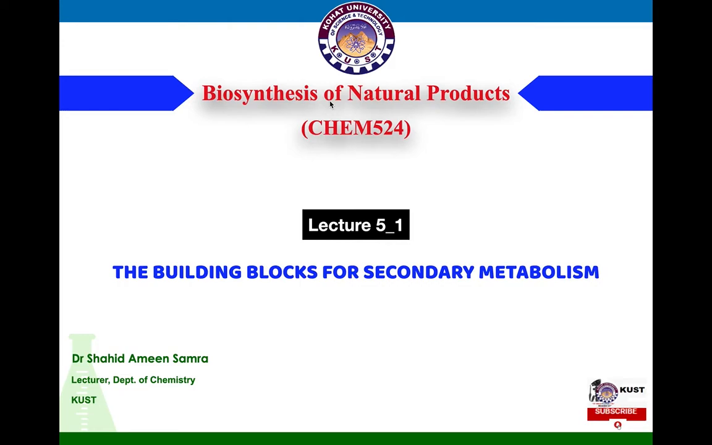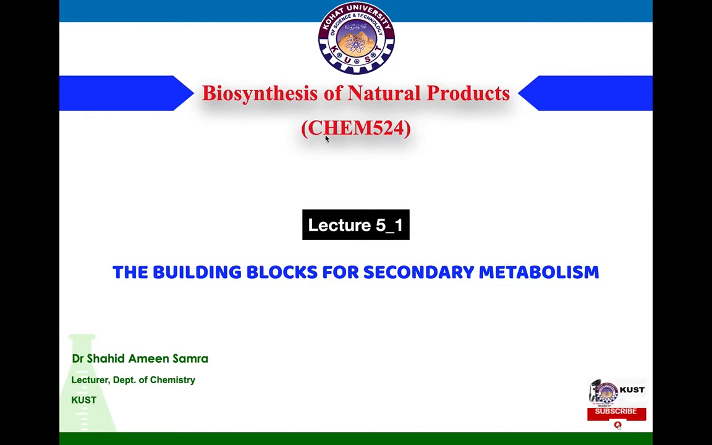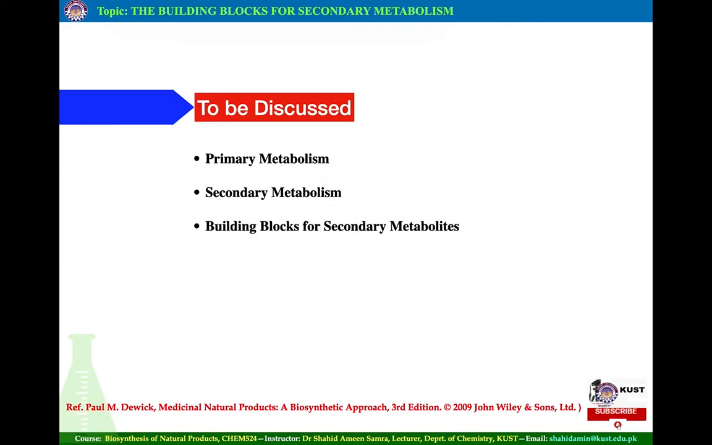This is the first part of the fifth lecture on biosynthesis of natural products. The course code is Chem 524, and in this part of the lecture, we'll be discussing the building blocks for secondary metabolism. The topics that we'll be discussing in this part include primary metabolism, just an introduction, then a brief introduction to secondary metabolism, and building blocks for secondary metabolites.